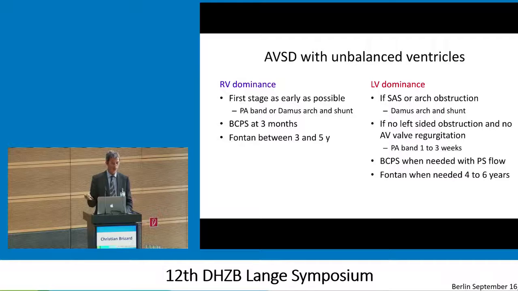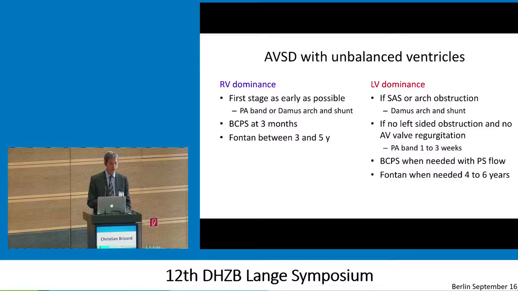So we do a pulmonary artery band if there is no subaortic obstruction. But if you have any kind of subaortic obstruction, or a hint that the reduction of the volume loading would generate a subaortic obstruction, we would do a Damus arch and shunt. We reserve the term Norwood operation for the hypoplastic left heart operation. So we would do that within the first 2 or 3 days of life.